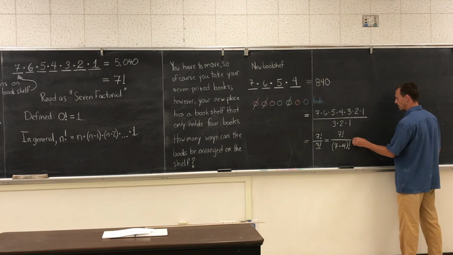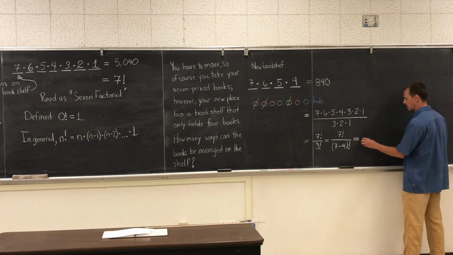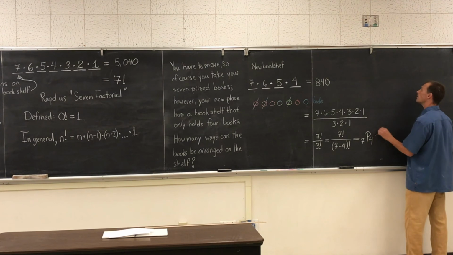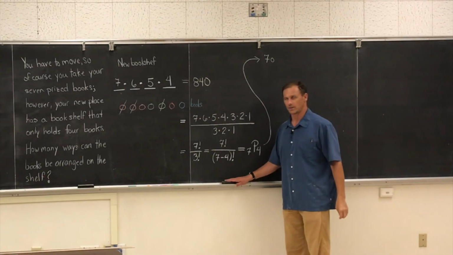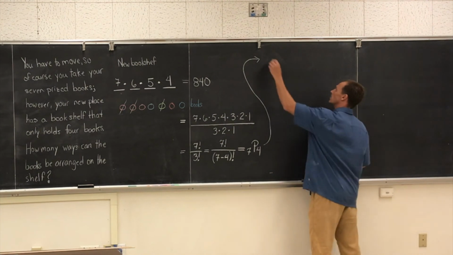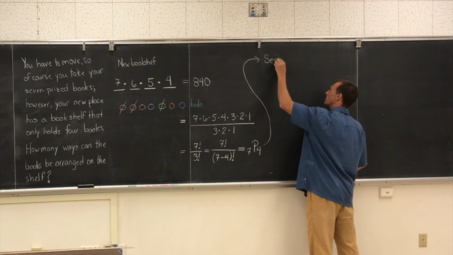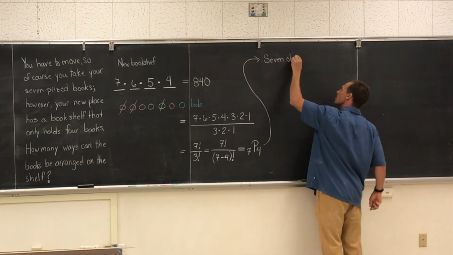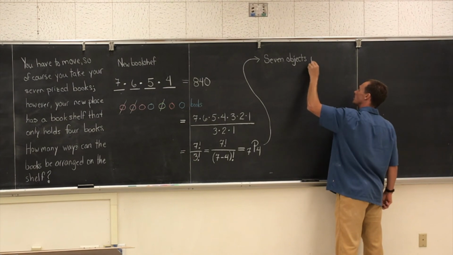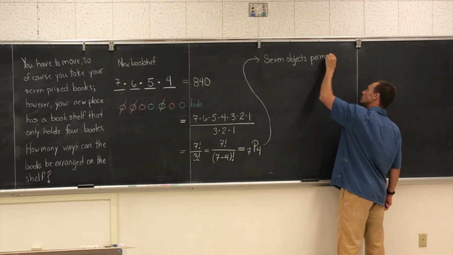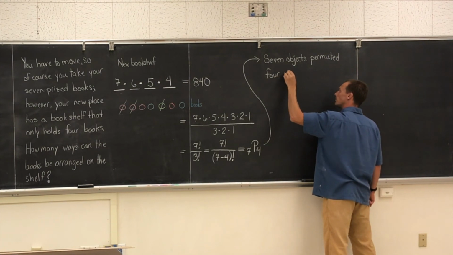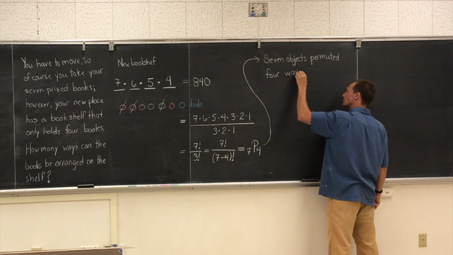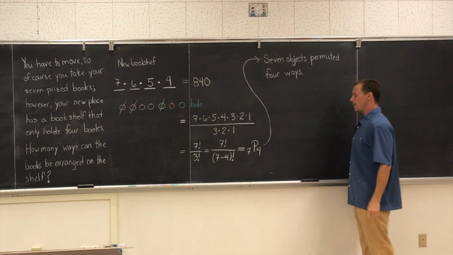Not only that, but this notation is also often written as 7P4. And what it means is 7 objects permuted 4 ways. For those of you who are good at English grammar, I should never start a sentence with a letter or a number. So this says 7 objects permuted 4 ways. That's what this means.